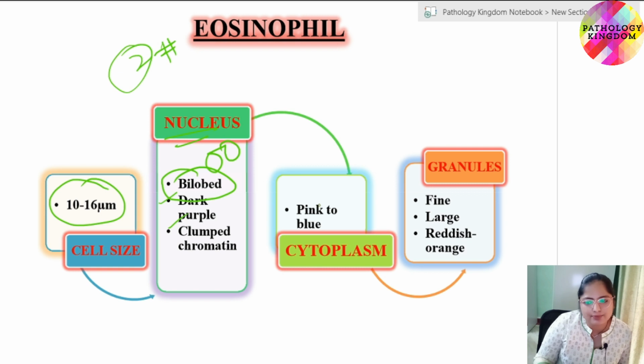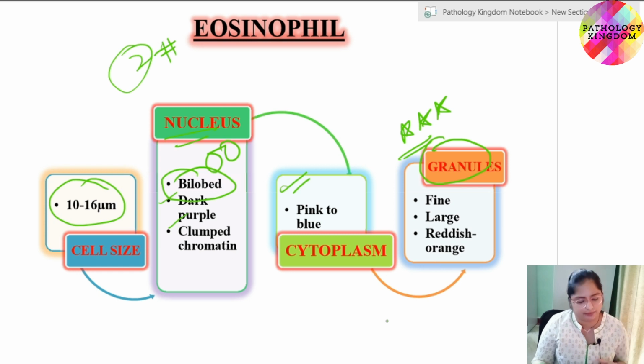The cytoplasm is pink to blue, similar. Now coming on to the granules, these are the important differentiating feature. Eosinophil will have fine, large, reddish orange granules.